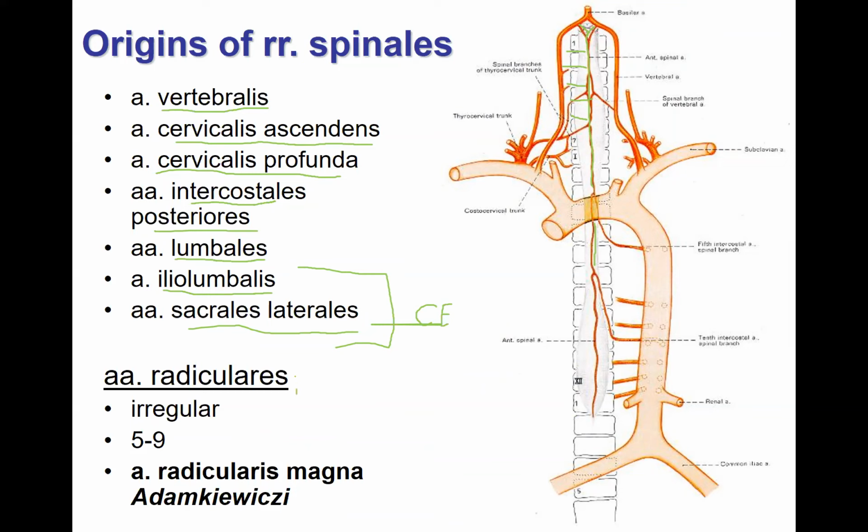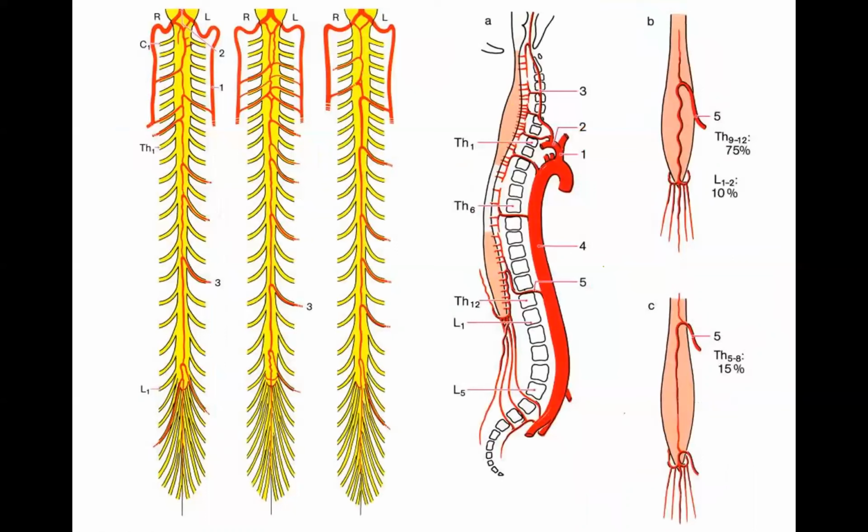If they are larger, they are called radicular arteries in clinics. The number of the larger ones is quite reduced, less than 10. And usually the largest one we find at the level of the diaphragm, and we call it the great radicular artery, and it has been described by Adamkiewicz, who was a Polish anatomist. You can see the artery here. It's usually at the level of T12, L1, approximately here, and it supplies the caudal 1/3.